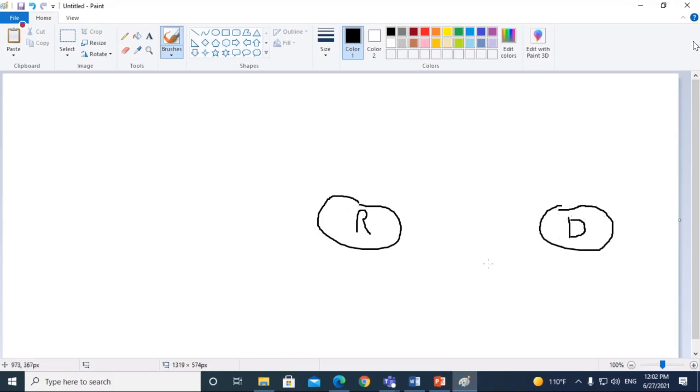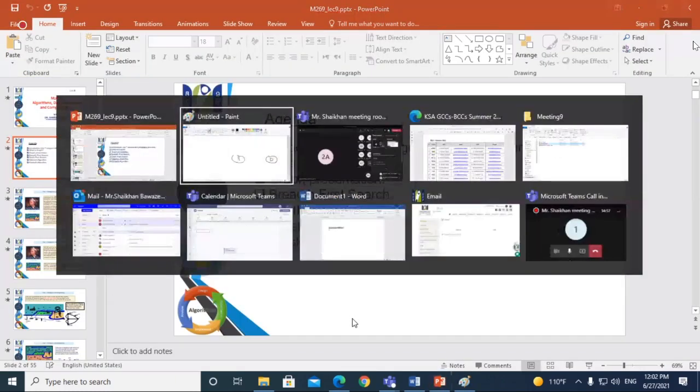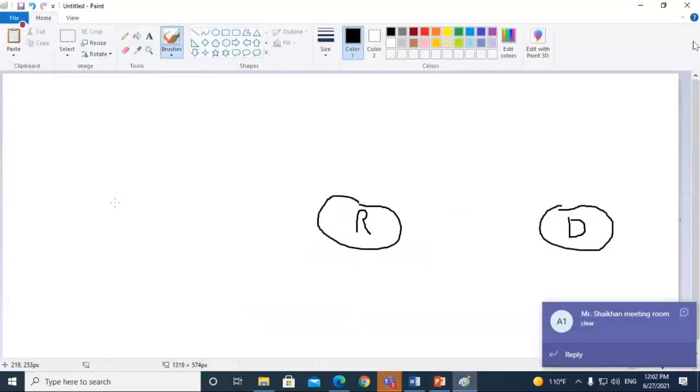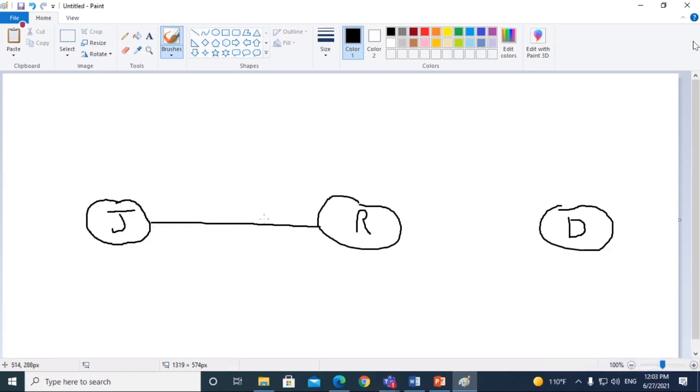Is the screen clear? Can you see it clearly? Yes. Okay, and that is Jeddah. So now you are representing cities as a graph. So now there is a way from Jeddah to Riyadh, for example, that will take, let's say, 9 hours.